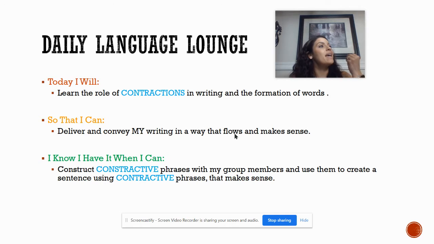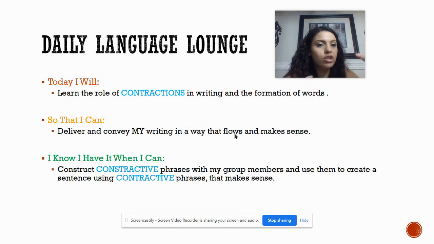I know I have it when I can construct contractive phrases with my group members and use them to create a sentence using contractive phrases that make sense. So what the kids have to do is they're going to have to know this. And if you notice, I color code. I go red, typically yellow, but yellow is hard to see against the white background, and then green, and it's like a stoplight.